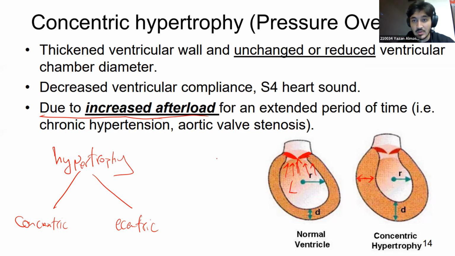It happens due to pressure overload. So we're having increased pressure. We have to have increased pressure to overcome this increased afterload. This is for concentric hypertrophy.